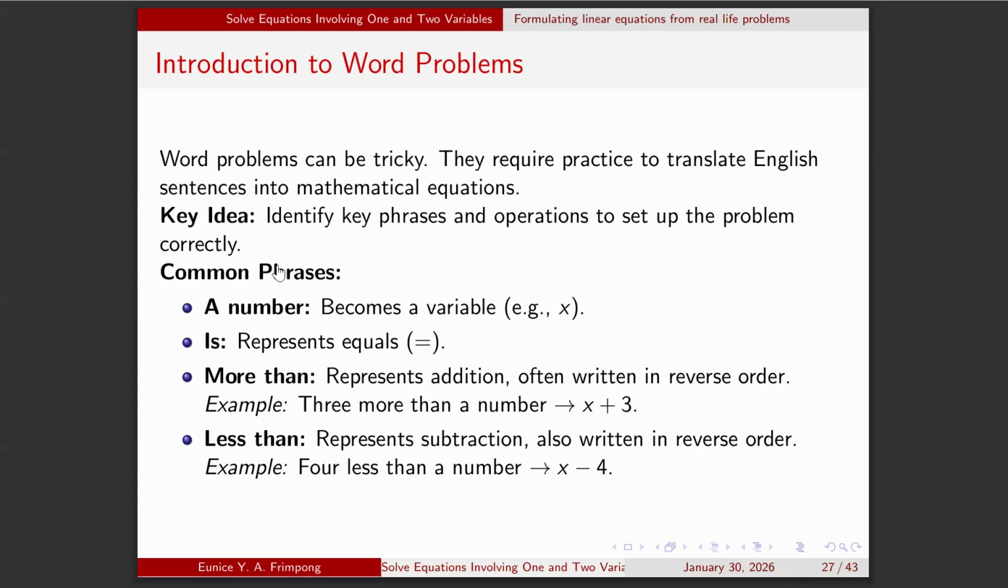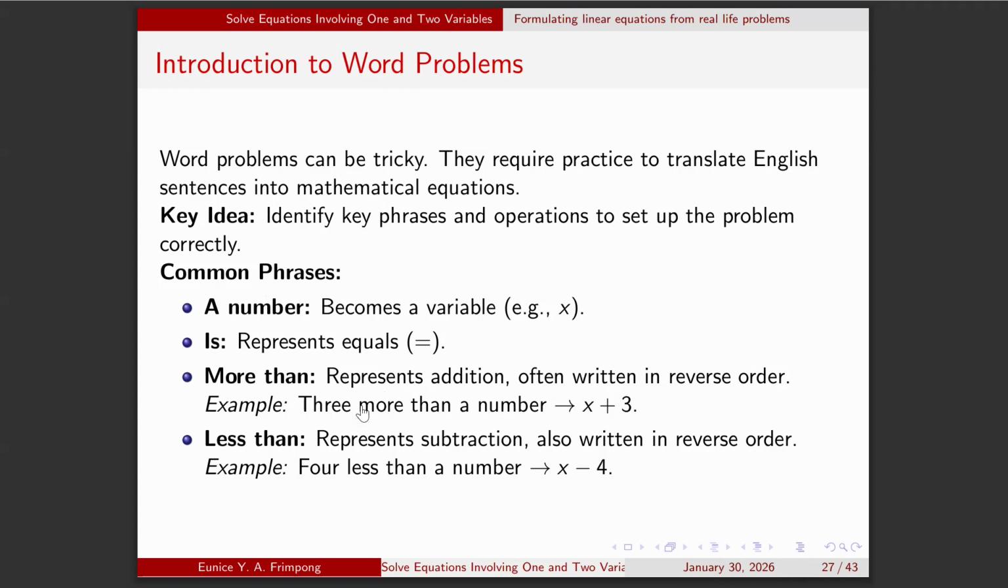So you can see common phrases like "a number," which will become a variable x, or it can be variable y, variable z, variable a, any variable at all, any letter. If you see "is," it mostly represents equal to. If you see "more than," it represents addition, often written in the reverse order. So for example, 3 more than a number. A number, we'll use x to represent.